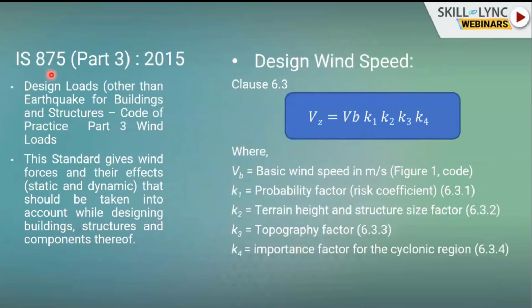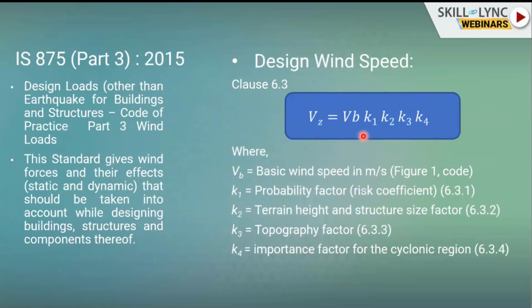And IS 875 Part 3, which was updated in 2015, is the latest Indian standard that you have to follow for design loading for wind on a building structure. What this code gives is the forces, and it also gives you methods to analyze. Similar to earthquake, you can analyze this as a linear static or a linear dynamic method, depending on what you are designing. We'll talk about that a little bit later, but keep in mind that wind can also be designed by static and dynamic methods.